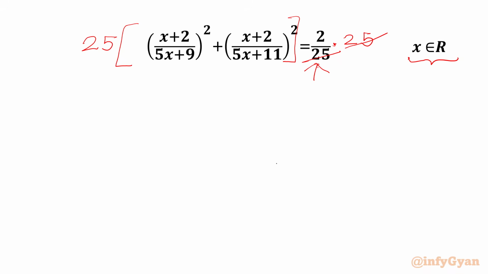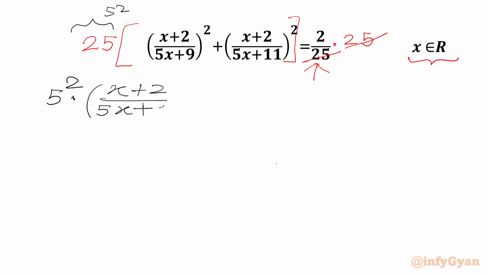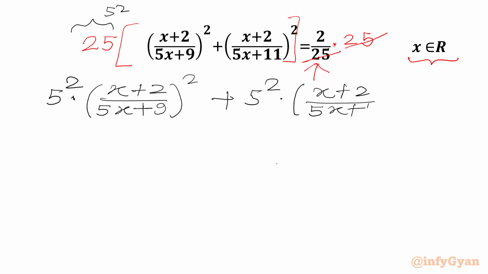Now 25 is 5 squared. So we will write our equation as 5 squared times (x plus 2 over 5x plus 9) whole squared plus 5 squared times (x plus 2 over 5x plus 11) whole squared equal to 2.